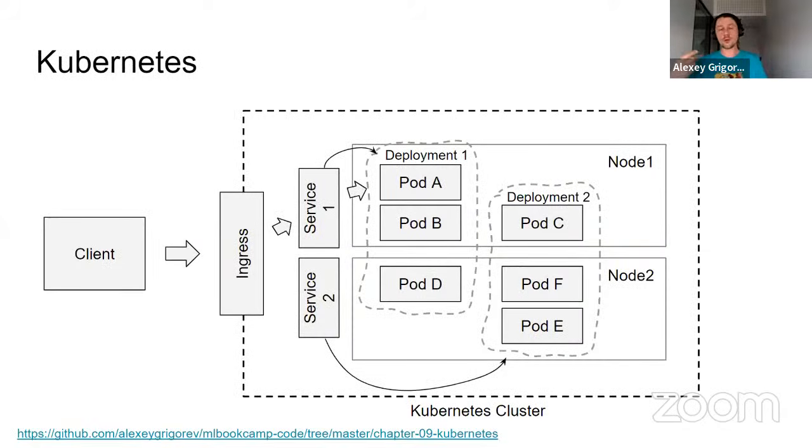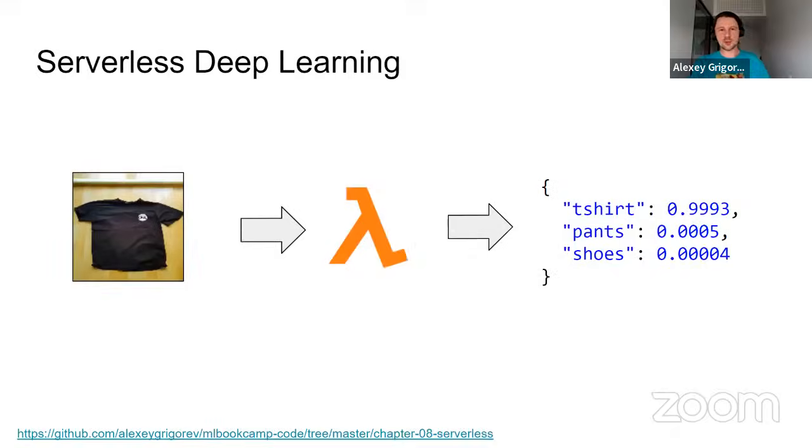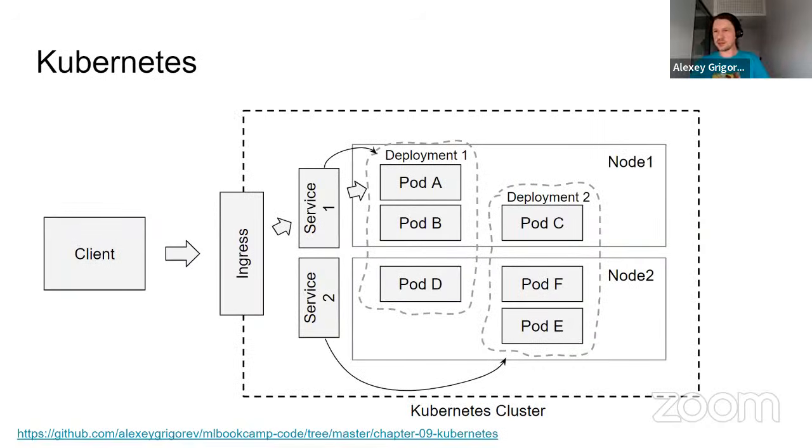In the next one, we'll cover Kubernetes. These two are quite different approaches, serverless deep learning and Kubernetes. They are very different. That's why we cover both of them. In one case, we will use something very lightweight, Lambda, and Kubernetes is the opposite of lightweight. This is a very heavyweight thing, but many companies use this. And in this module, we will talk about the basic concepts of Kubernetes, like what a pod is, what a node is, what a deployment is.